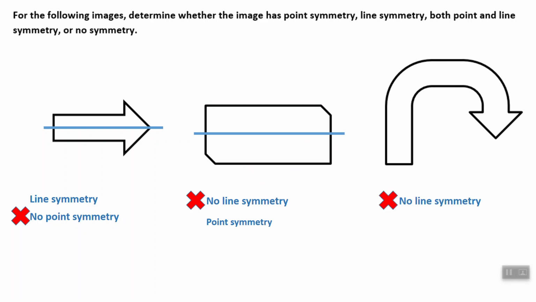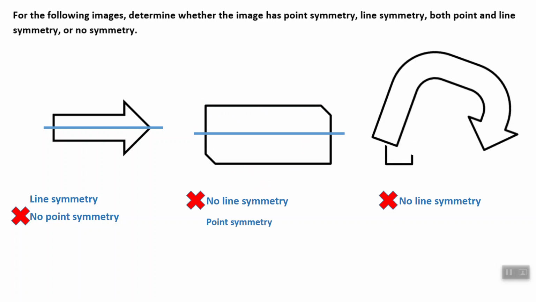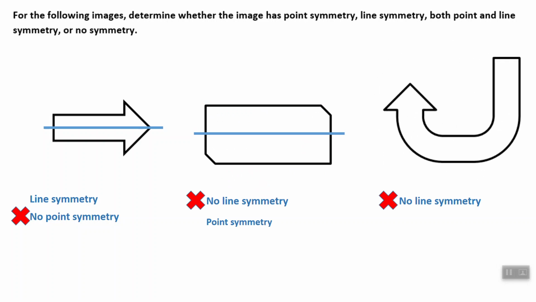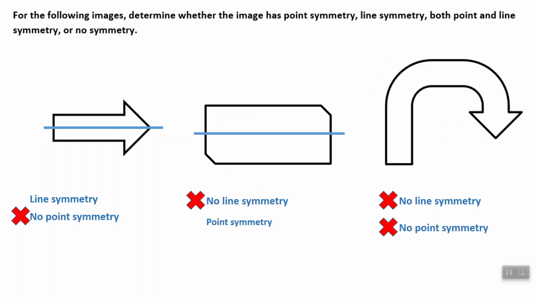Now for the last big boy. I'm thinking it has no line symmetry. There's nowhere that I could draw a line where if I folded it, both sides would be the same. And if I flip it upside down, it's definitely different. So this figure would be described as having no symmetry.